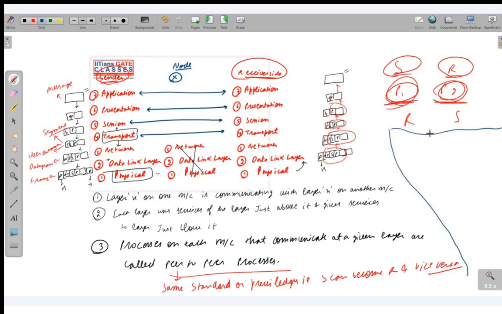So what is the point? Except application layer and physical layer, every layer adds header, but data link layer adds trailer also. So now you can take a snapshot. I will jump to the next slide now.